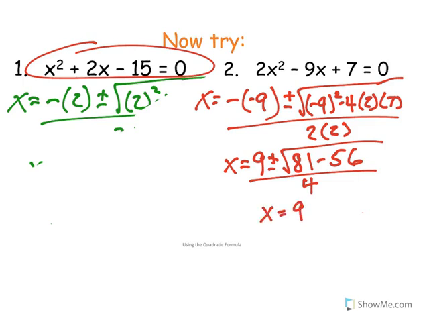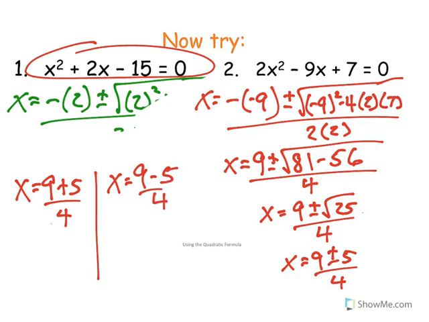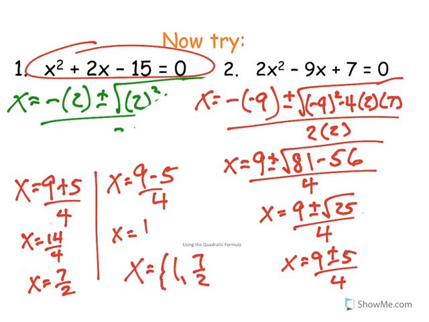So 81 minus 56 is 25. The square root of 25 is 5. So I get 9 plus or minus 5 divided by 4, so I will bring it over here to split. So I've got x equals 9 plus 5 divided by 4. I've got x equals 9 minus 5 divided by 4. So here I've got x is equal to 14 fourths, which I can simplify if I'd like as 7 halves. And here I've got x is equal to 4 fourths, which is 1. So my solution set should be positive 1 and positive 7 halves.